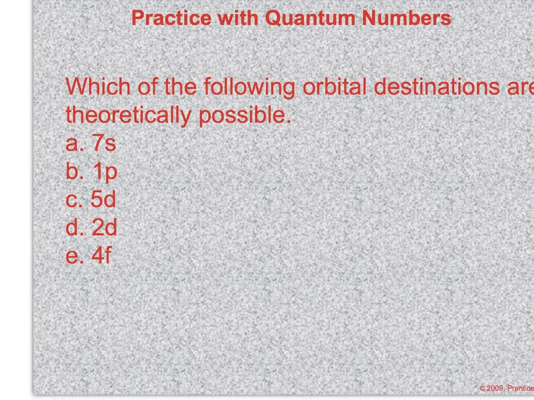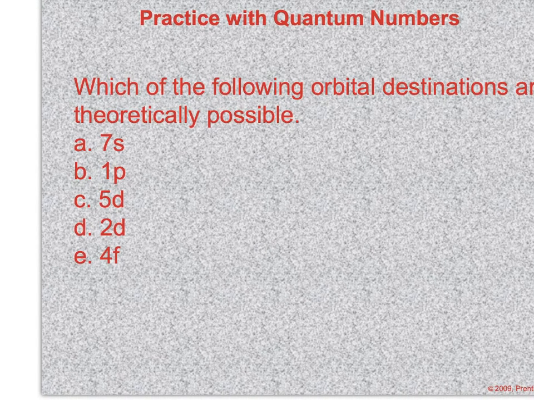And here is another common problem. Which of the following orbital designations are theoretically possible? I want you to go through each one of these and see if it's possible to have an orbital with these quantum number designations. Again, I would recommend turning off the video and seeing if you can do it yourself. I'm going to go through the rationale now.